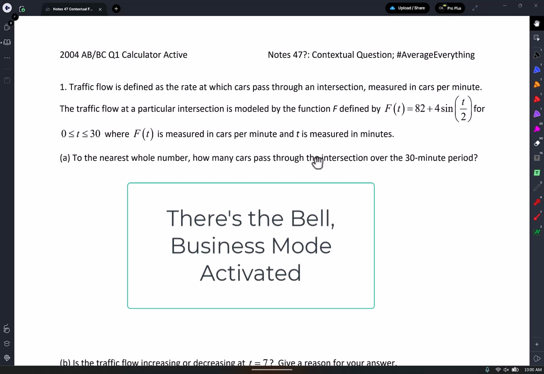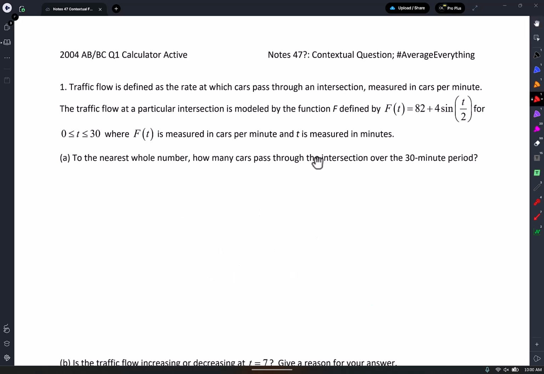All right, here we go. This question is from the 2004 AB/BC exam. The AB exam and the BC exam share 3 common free response questions. So out of the 6, 3 of them are shared by BC. Why does the BC exam have AB? 60% of the BC exam is AB.